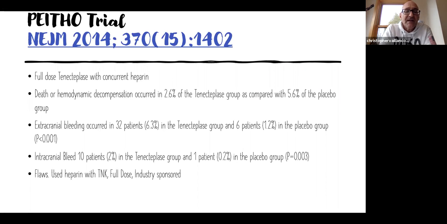company-sponsored study. They used an endpoint of a composite endpoint of death and hemodynamic decompensation, and the safety endpoints were major bleeding and intracranial bleeding. As you can see from the results, the composite endpoint was actually quite favorable to the TNK group. 2.6% either had death or hemodynamic decompensation versus 5.6% of the heparin group. The problem is, and I heard the great chief investigator, who was a nice, really very articulate guy from Greece, said, yes, it worked, but there was a price.